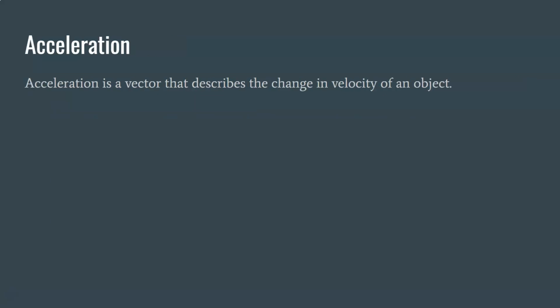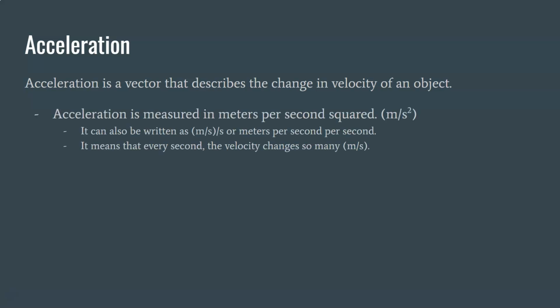Acceleration is a bit more complex. It's a vector that describes the change in velocity of an object. So acceleration is measured in meters per second squared. You write it as meters per second with a 2 above it as the power. That's meters per second squared. That's kind of confusing to see if you're trying to get the point of acceleration. It can be written as meters per second, right? That may sound more confusing, but it means meters per second per second. Every second, velocity changes a certain amount of meters per second.